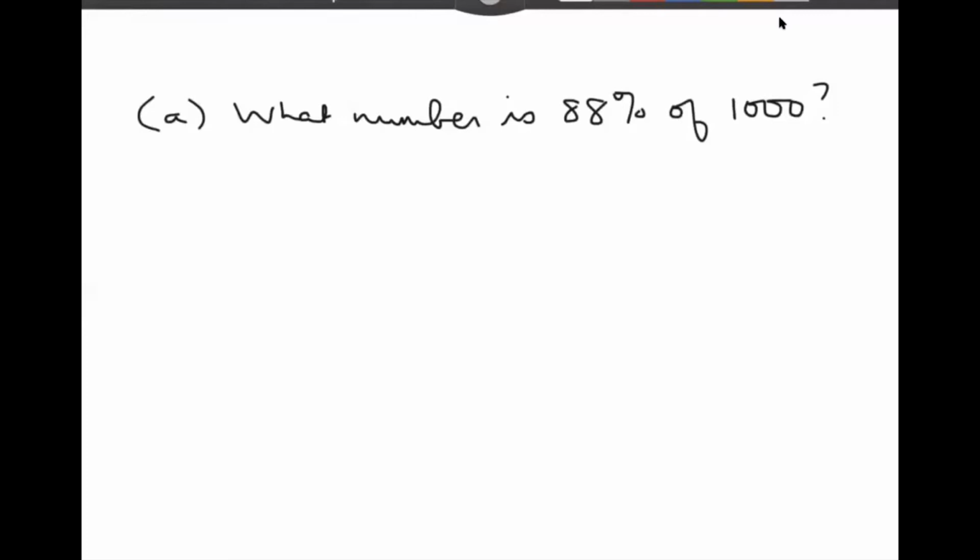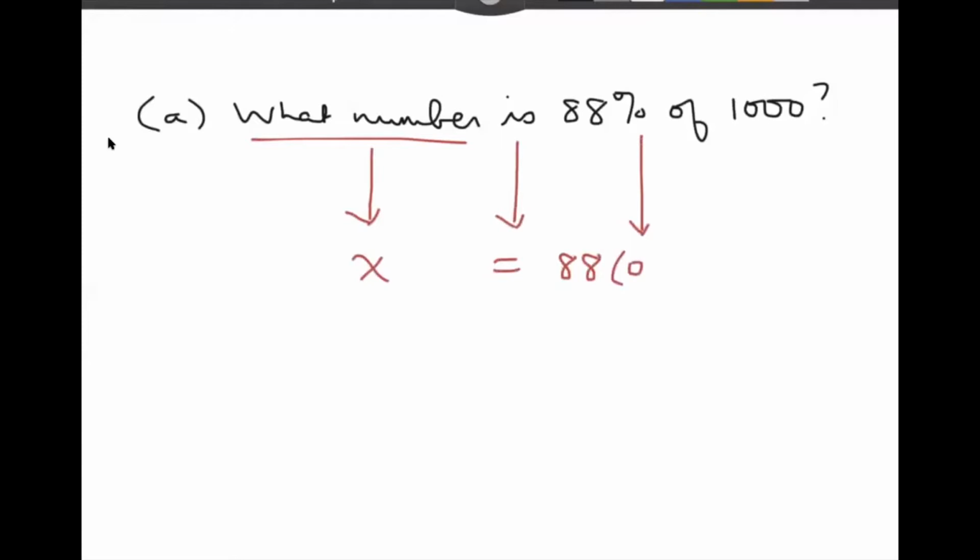All right, so the first example is what number is 88% of 1,000? So to show you what I was just talking about, I'm going to change what number to X. I'm going to change is to equals. 88 is 88. I'm going to change the percent sign to 0.01. I'm going to change of to multiplication. And then finally, 1,000 is 1,000.